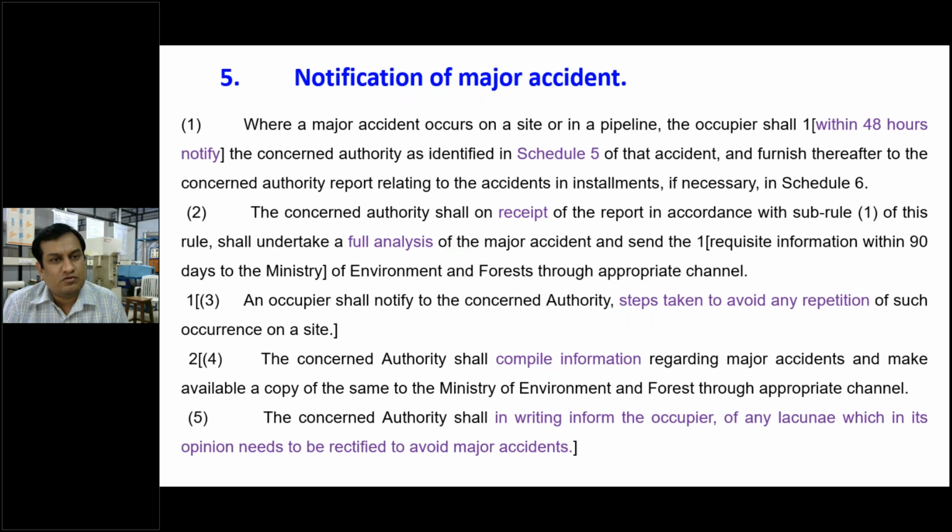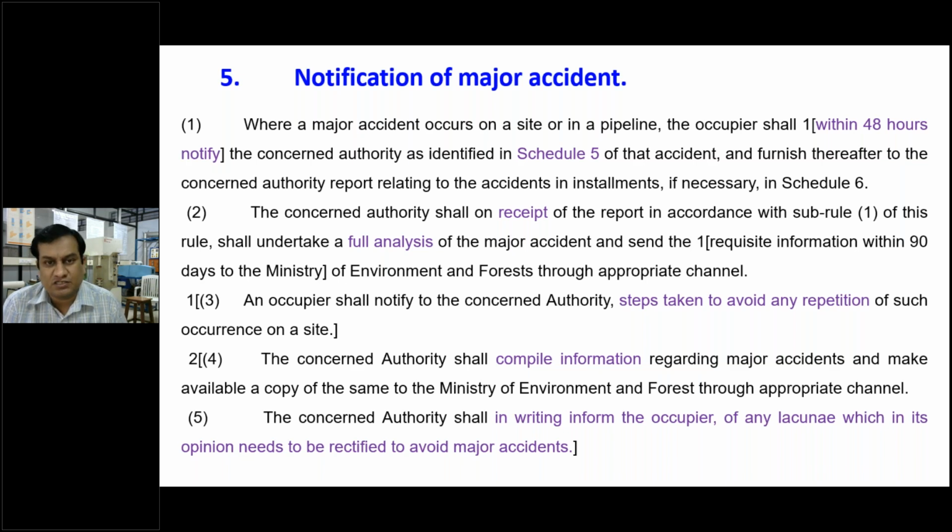Then rule 5 is focusing on the notification of major accidents. We have already discussed the major accident. In case a major accident occurs on a site or in a pipeline, the occupier shall within 48 hours notify the concerned authority as identified in Schedule 5. How exactly you should report is given in detail in Schedule 5, but after a major accident occurs, you should report to the concerned authority within 48 hours.